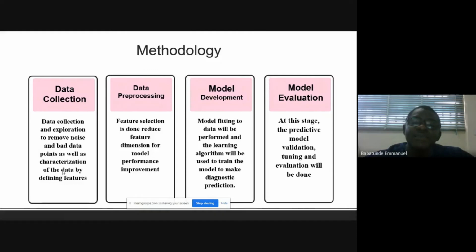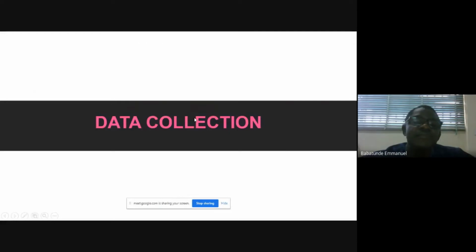Now we go ahead to model development, which is using the data that you have collected, the data that you have pre-processed, and you have defined the features properly, to train your model so that proper, accurate prediction of diagnosis can be made. Then we go ahead to model evaluation, which is to validate the performance of our model. Now, let's go a little bit more into detail regarding data collection.